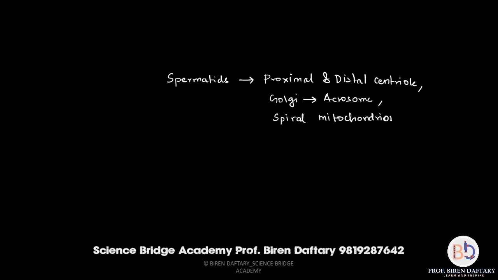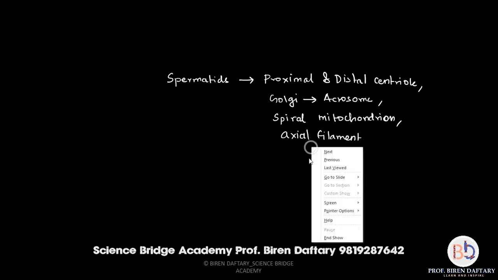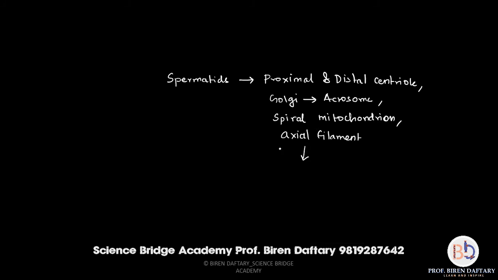And can you tell me one more change? Think. Yes, any other change? Alright, the last change is that the axial filament, which is the tail, is formed. So these are the changes which occur in the spermatid, and finally, after these changes, a fully developed sperm is formed, which is haploid and which is the male gamete.